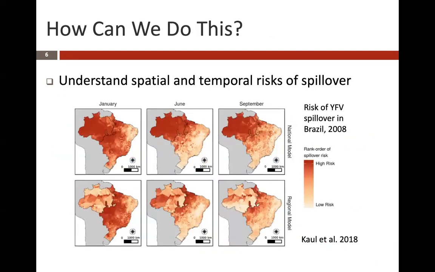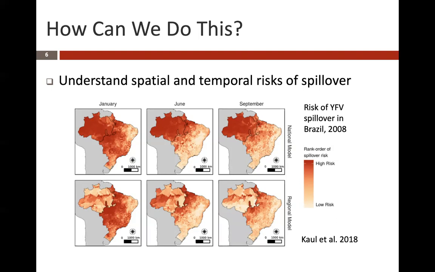Now, one other question is, well, how do we implement vector control and management in some kind of an effective way? We don't want to, let's say, spray pesticides or herbicides or things along those lines all over the place. So what we really want to do is we want to be able to understand where the risk is highest and when the risk is highest.